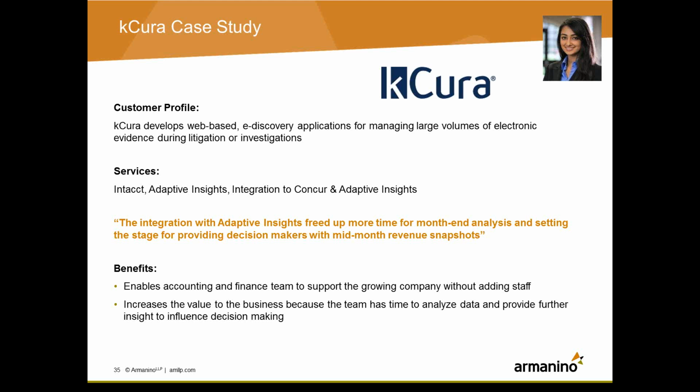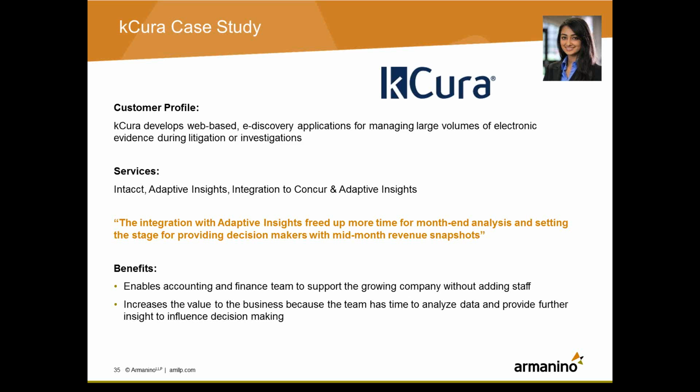And the majority of what they're using the joint applications for is migrating their trial balances, transactions, and deferred revenue from Intacct to Adaptive Insights. They use that information to do their final budgets within Adaptive and then bring that data back into Intacct for a complete cycle. And as you'll see, they've found a lot of value which has helped them free up more time for month-end analysis and setting the stage for providing decision makers with mid-month revenue snapshots.